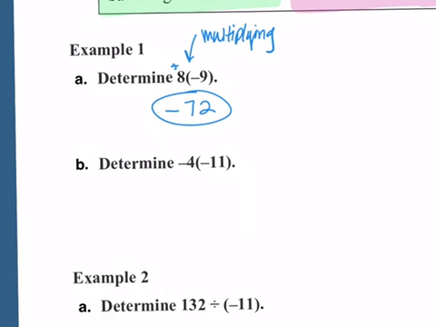Same thing down here. I look at B. I see that I've got a negative and a negative. They're the same signs. Even though they're both negative, that means my answer is going to be positive. You don't have to put the plus sign. And then 11 times 4 is 44.